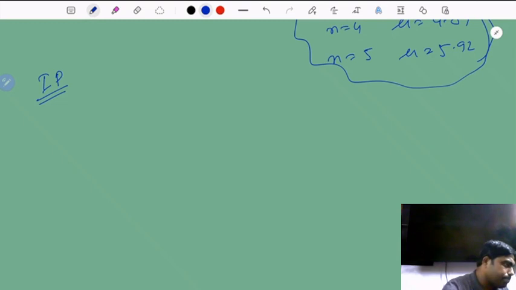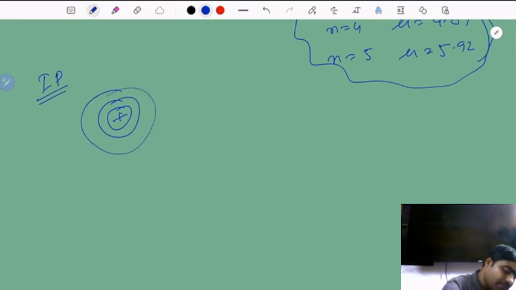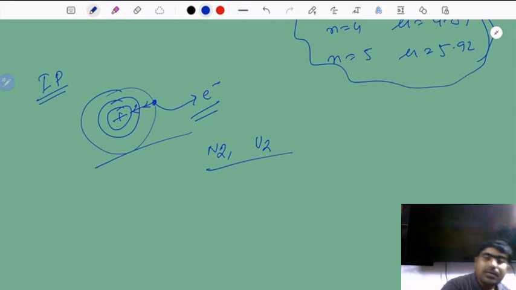suppose you have one atom. The atom has electrons in the outermost shell. The amount of energy required to remove this electron is called the ionization potential. If the electron is more attracted by the nucleus, more energy is required. Clear? So if you go for a molecule, how can we calculate it? Suppose N2 and O2, which one has more IP?